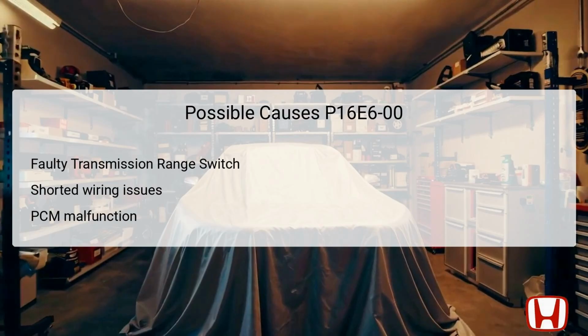Second, there could be shorted wiring issues within the circuit associated with the transmission range switch. These short circuits can disrupt proper signal communication. Lastly, a malfunctioning PCM could also be the root cause. If the PCM itself is unable to interpret valid signals accurately or is damaged, it may wrongly store this DTC. Therefore, a thorough inspection of each component is essential to pinpoint the precise issue.